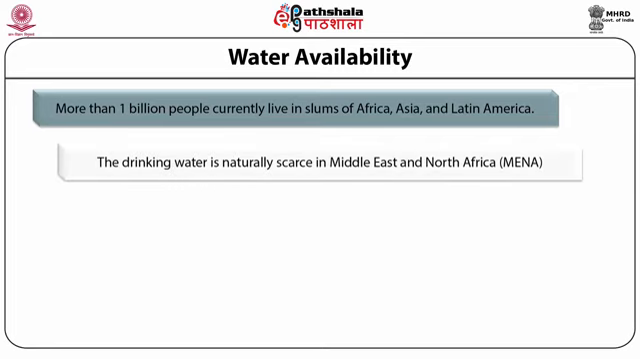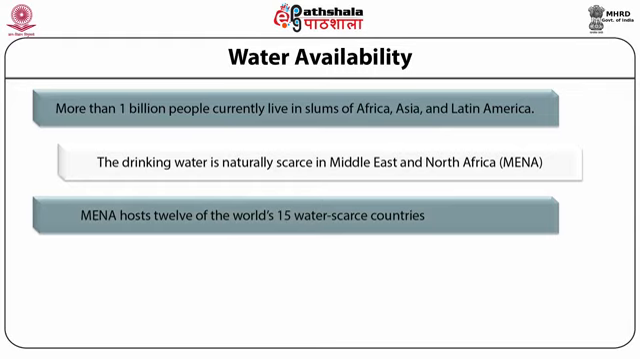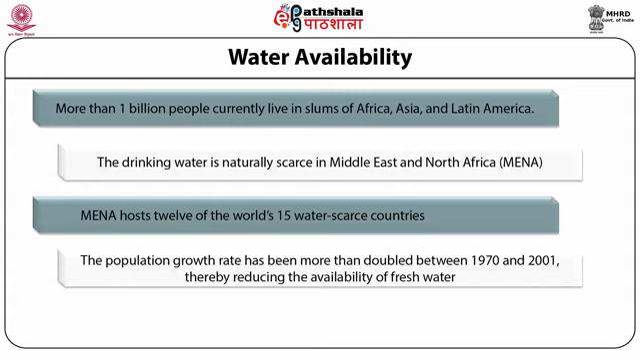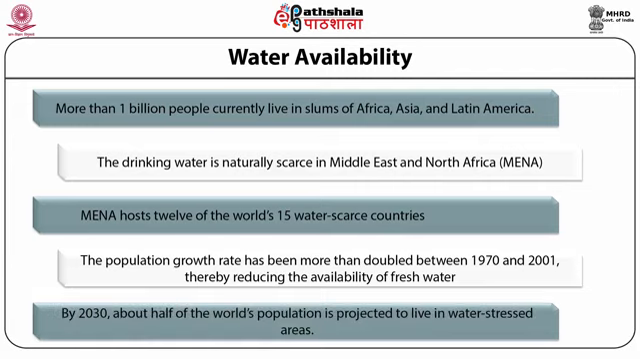Drinking water is naturally scarce in the Middle East and North Africa, that is, MENA. MENA hosts 12 of the world's 15 water scarce countries. The population growth rate more than doubled between 1970 and 2001, thereby reducing the availability of fresh water. By 2030, about half of the world's population is projected to live in water-stressed areas.